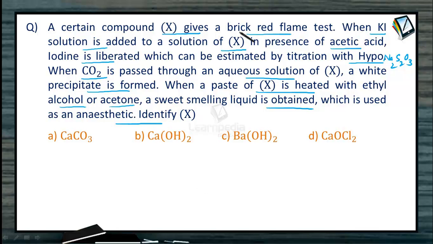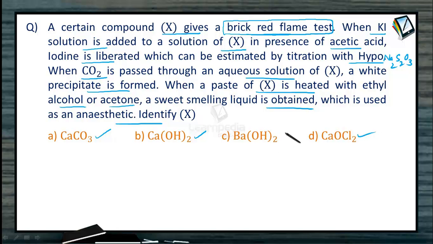So several hints are given here. We need to read one by one and try to get the possible answer. The first hint is very clear in the first line itself. A certain compound X gives a brick red flame test. So the brick red flame is for calcium, isn't it? The characteristic flame color of calcium is brick red. So that is the reason why our X can be one of these calcium compounds.